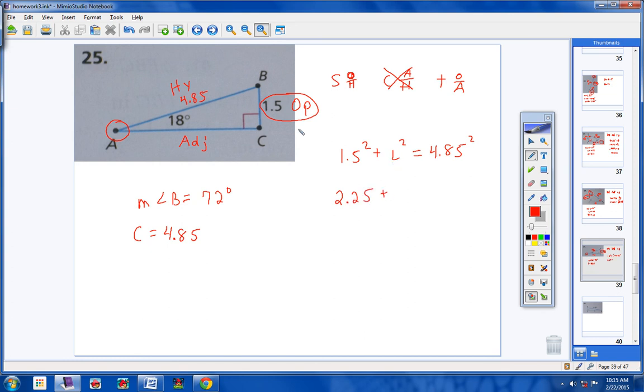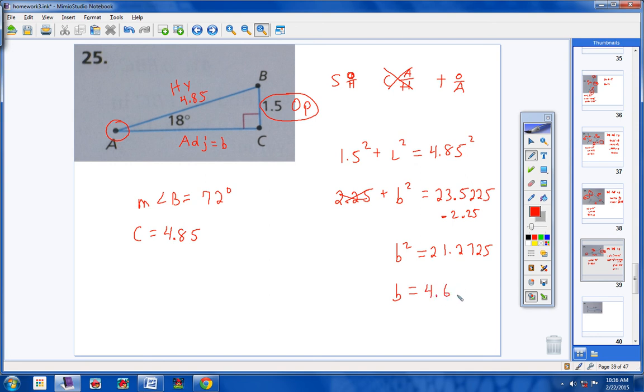Of course, the leg that you're missing is across from angle B. Here's angle B, so really your adjacent side is called little b. So I'm going to put a little b here, squared, equals, and then 4.85 squared is going to be 23.5225. Alright, now bring this over and make it a negative 2.25. Alright, and you're left with 21.2725. Alright, bring down your b squared. Now we're going to take the square root of both sides. The square root of b squared, of course, is just b. And the square root of 21.2725 is going to be 4.61.